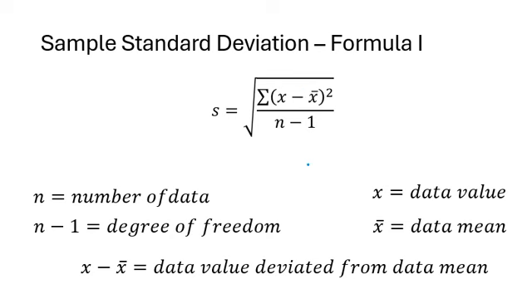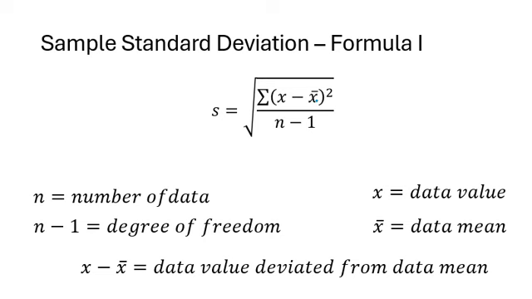Mathematically, we calculate the sample standard deviation, which is denoted by little s. We're going to have a square root, and inside of the square root we get the sum of the squares. What kind of sum of squares? The sum of the squares of x minus x bar.